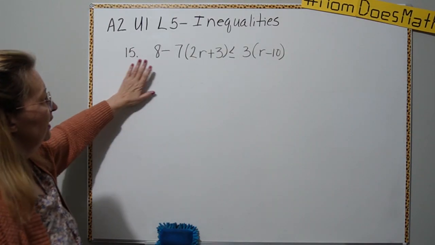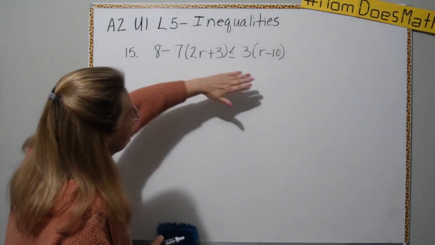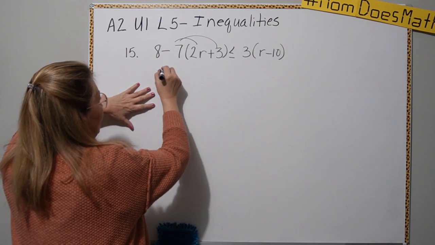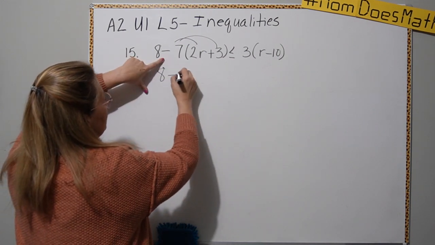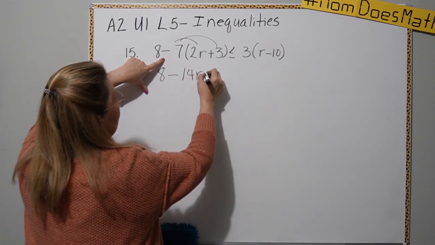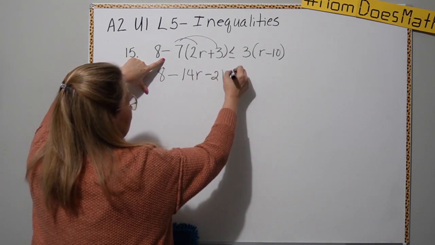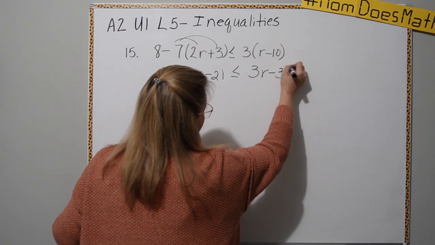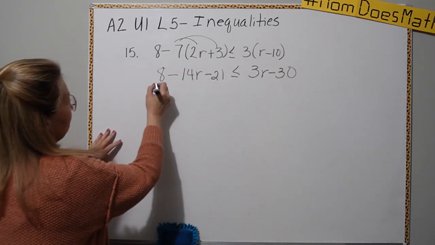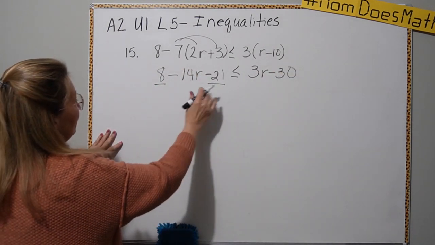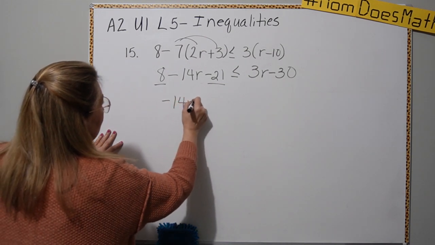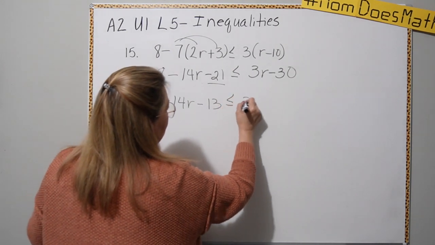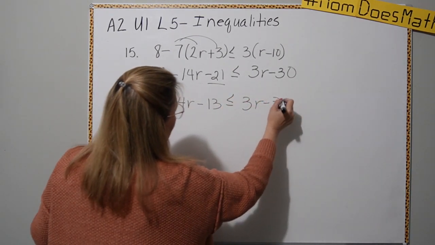Okay, number 15. And we're going to get rid of the parentheses first. So let's distribute, and let's be careful because this 7 is negative. So I've got 8. Negative 7 times 2 is going to be minus 14r and minus 21, less than or equal to 3r minus 30. All right, we can combine over here. 8 and minus 21 will give us minus 13. All right, less than or equal to 3r minus 30.